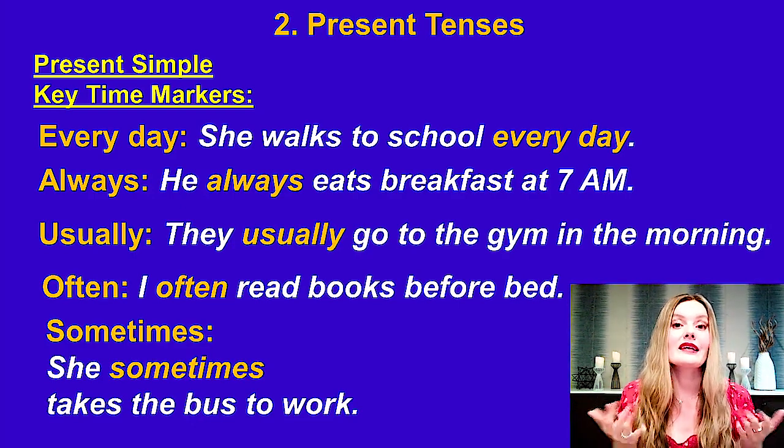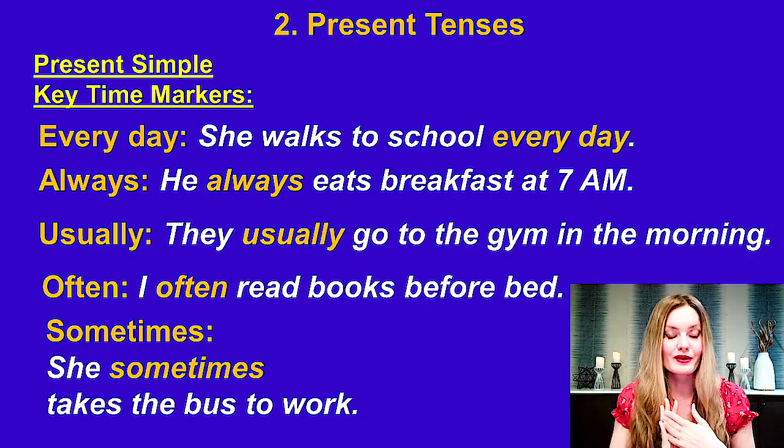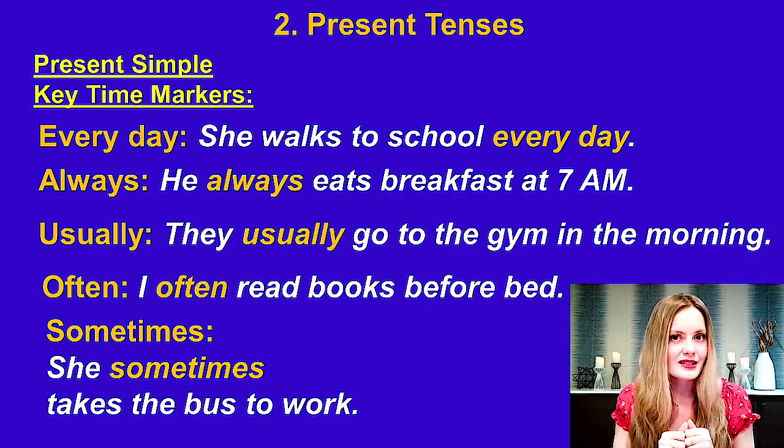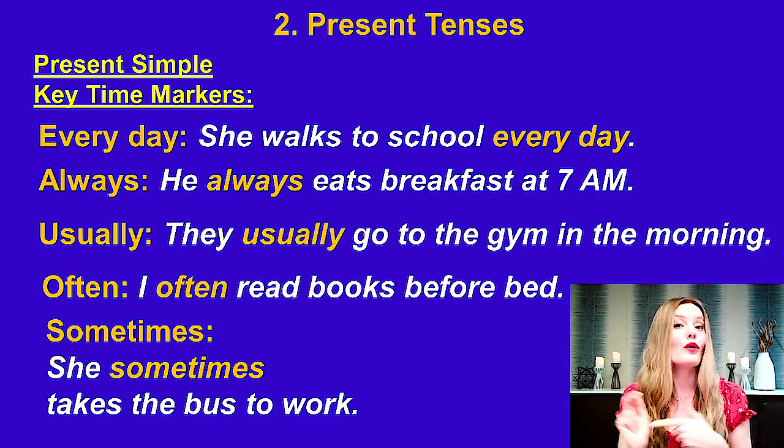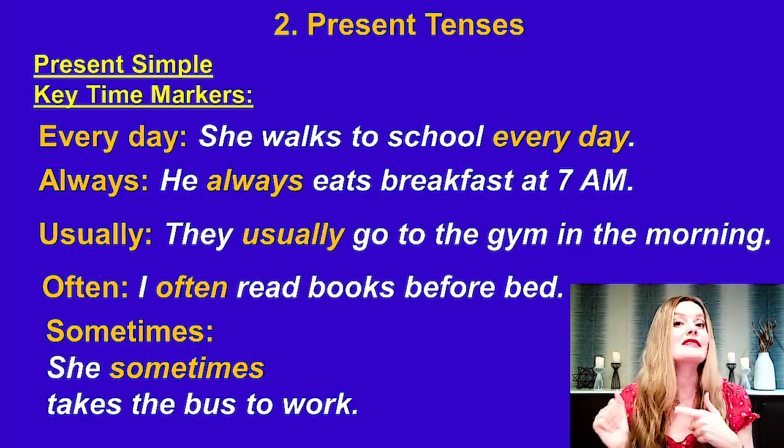So these are the key time markers for present simple. If you see these words in your sentences, it means that you should use present simple tense. Every day, always, usually, often, and sometimes.